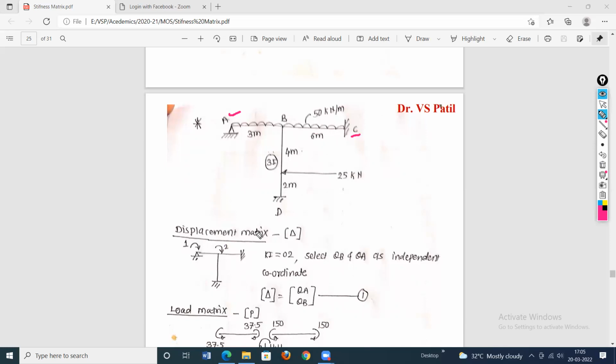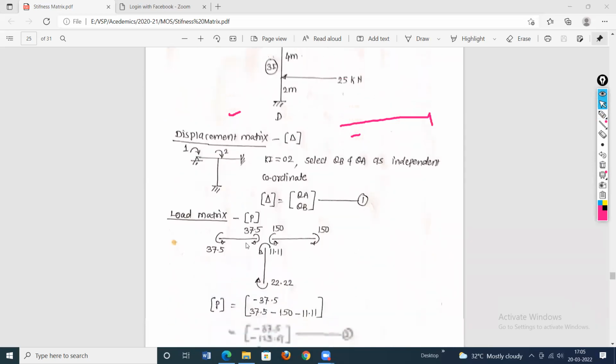Since it is non-sway, the analysis is similar to a continuous beam. So you just consider BD as one more continuous span. So this is D support. Just like a continuous beam, do the analysis. In the first step, develop the displacement matrix. The unknown displacements will be at A support and at B support. This is a fixed support, so the slope will be 0.